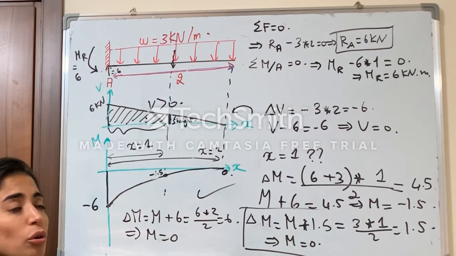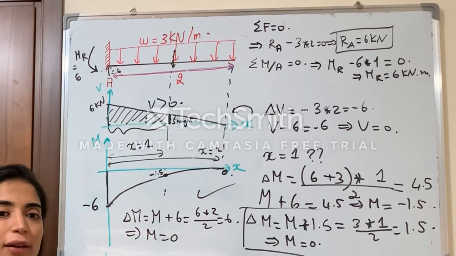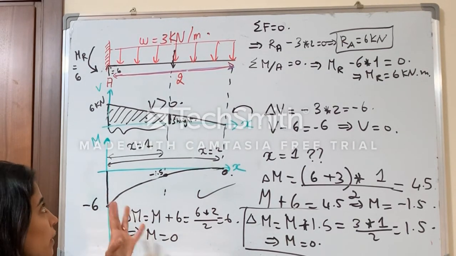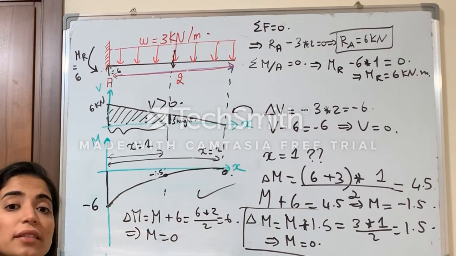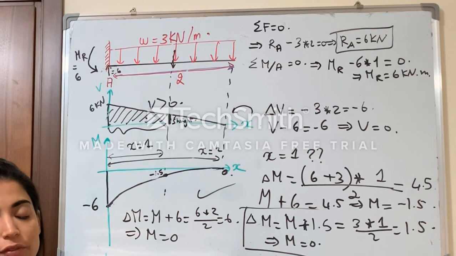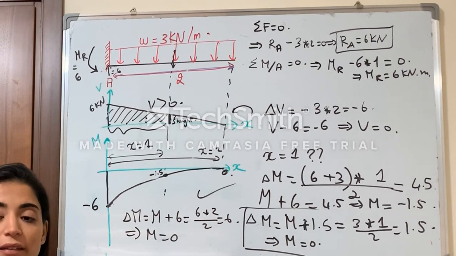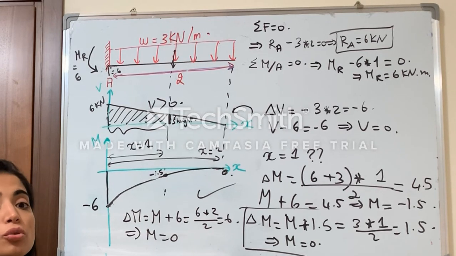So basically, guys, you should only apply the rules for the graphical method, and you can draw V and M directly. Now, guys, I have attached in the description of this video a link for a playlist for some extra problems. You can go solve them, and the graphical method will be very clear.